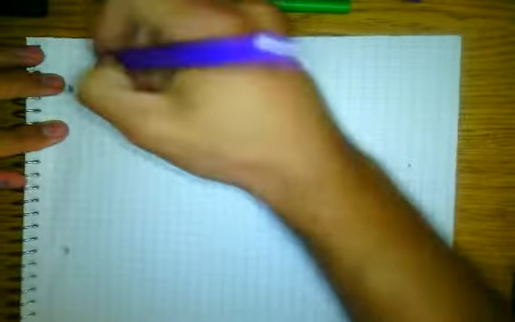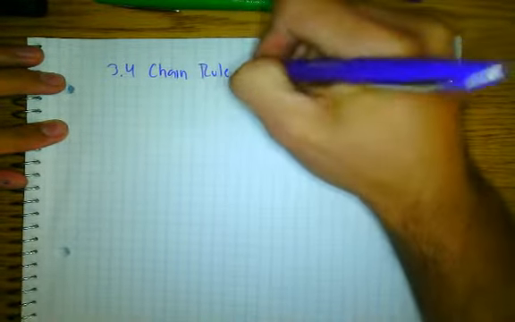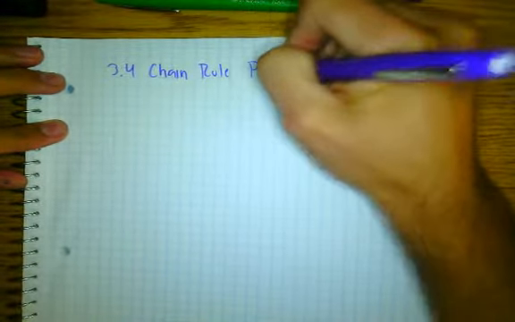Alright guys, part 2, chain rule. So we're still on 3.4. The chain rule, part 2.